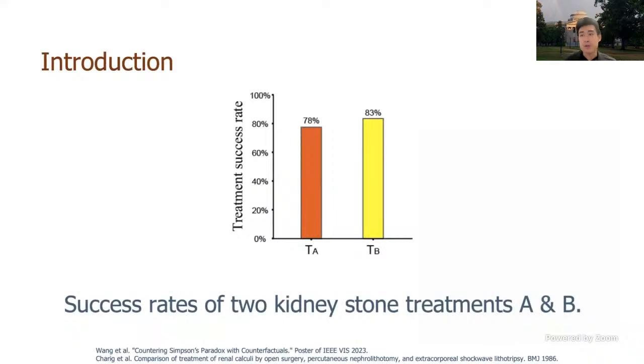Starting from a very simple visualization, this chart shows the data of success rate of 2 kidney stone treatments A and B. So let's think about it. What can we learn from this chart?